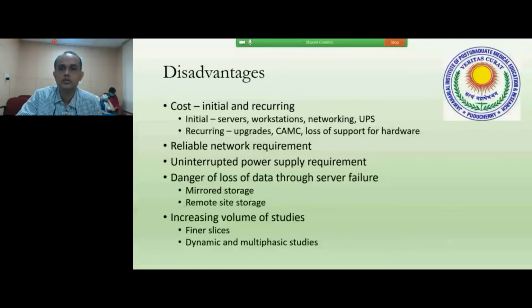So we have gone through the basics of PACS and what was our experience in JIPMER, and what specific advantages and disadvantages we felt during the installation of the PACS.